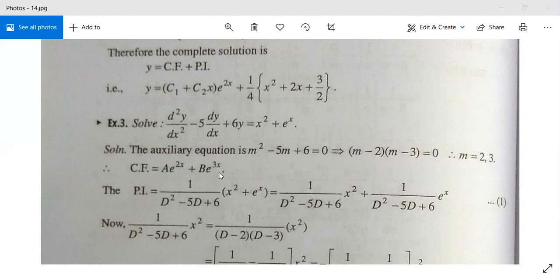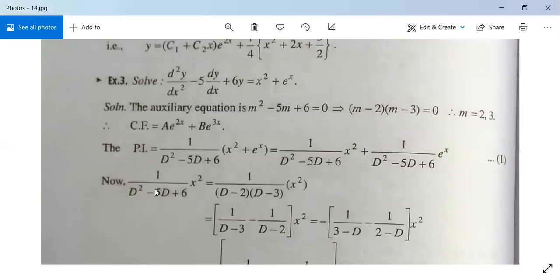Now the particular integral will be 1/(D² - 5D + 6) over x² + e^x. So it can be written as 1/(D² - 5D + 6) x² + 1/(D² - 5D + 6) e^x. Because these two functions are different ones, it is separated.